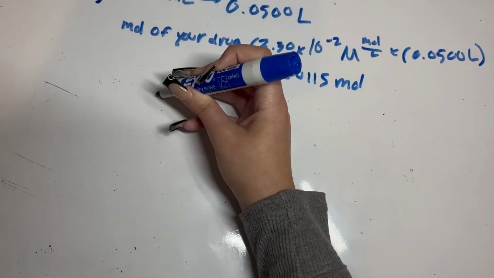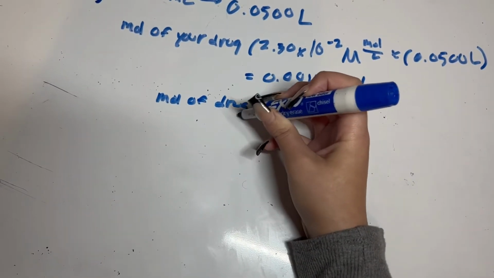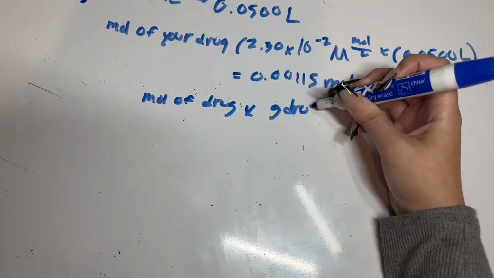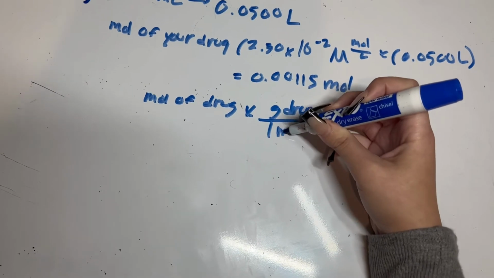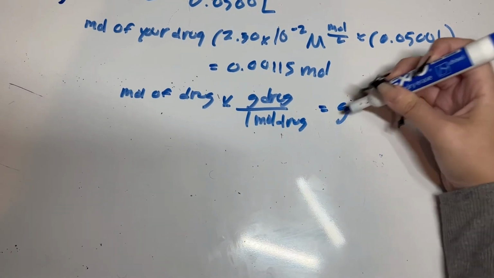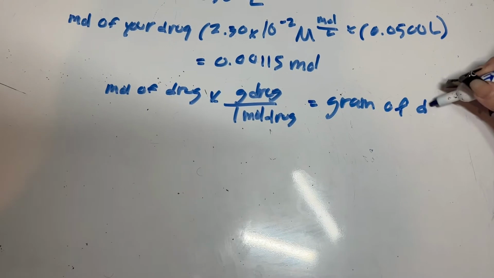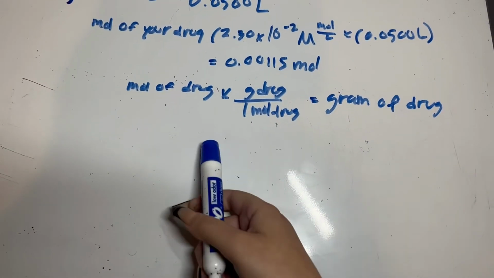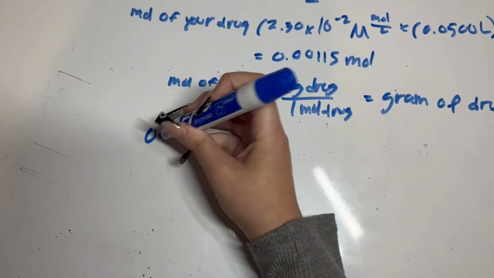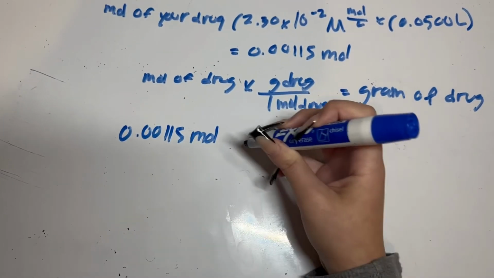And now I'm gonna do mole of drug times grams of drug over 1 mole of drug equals grams of drug. So that should be what I'm solving for right now. So I plug everything in: 0.00115 mole of drug.